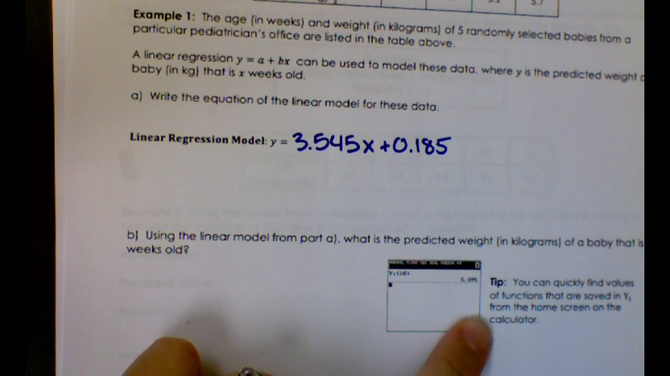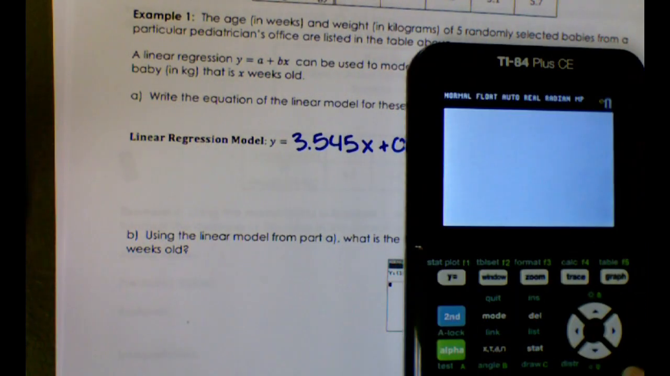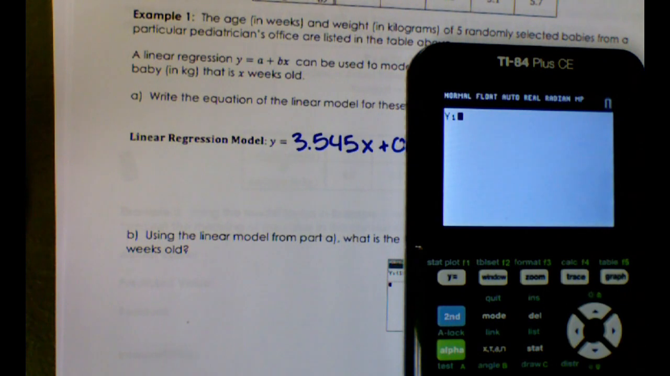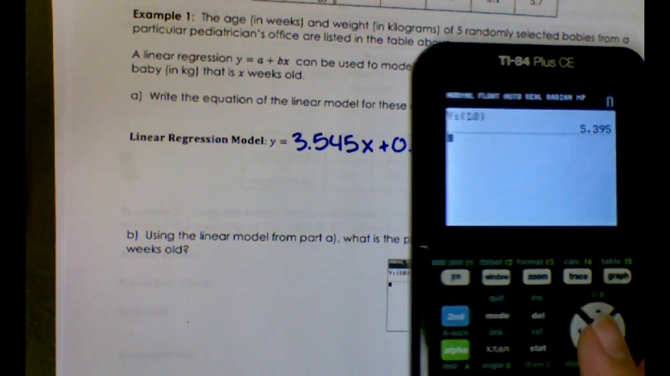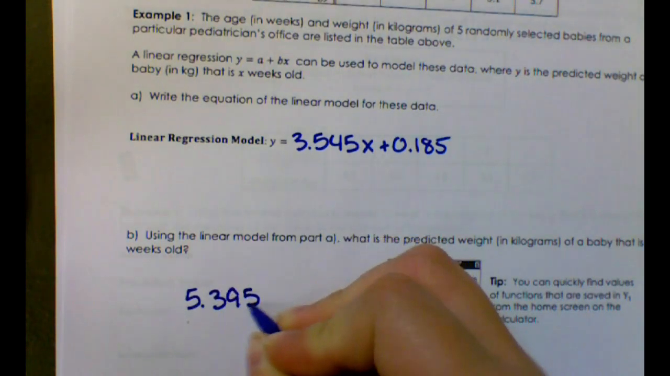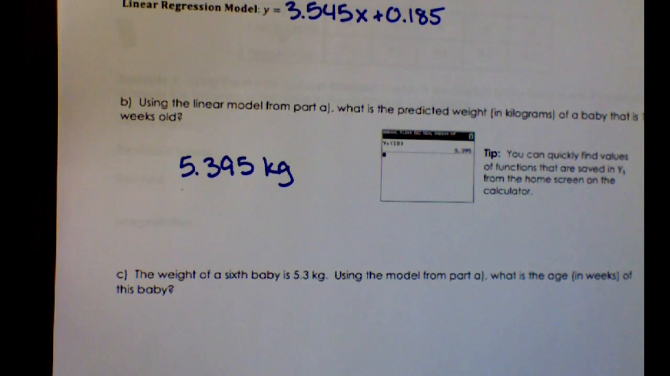Here's a tip. You can quickly find values that are saved in Y1 by doing this. Clear out, hit alpha trace, and choose Y1. Then in parentheses, just like function notation, enter the value I want to put in for x, which is 10. Press enter and it's 5.395 kilograms. And now the weight of a 6th baby is 5.3. Using the model from part A, what is the age in weeks of this baby?